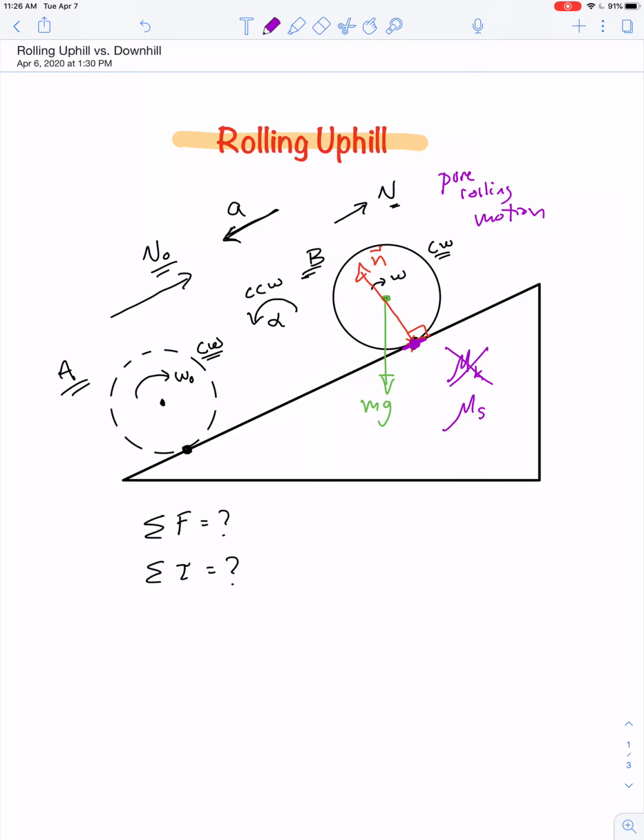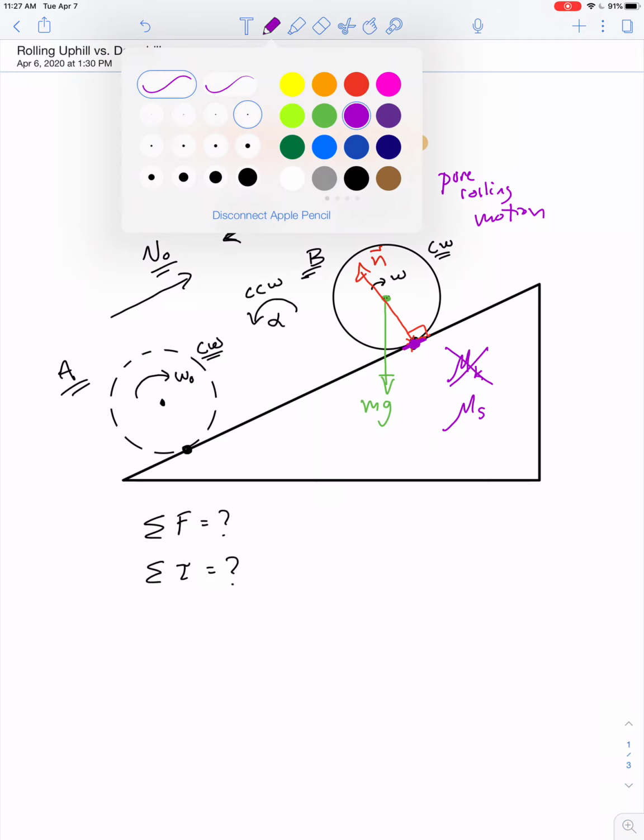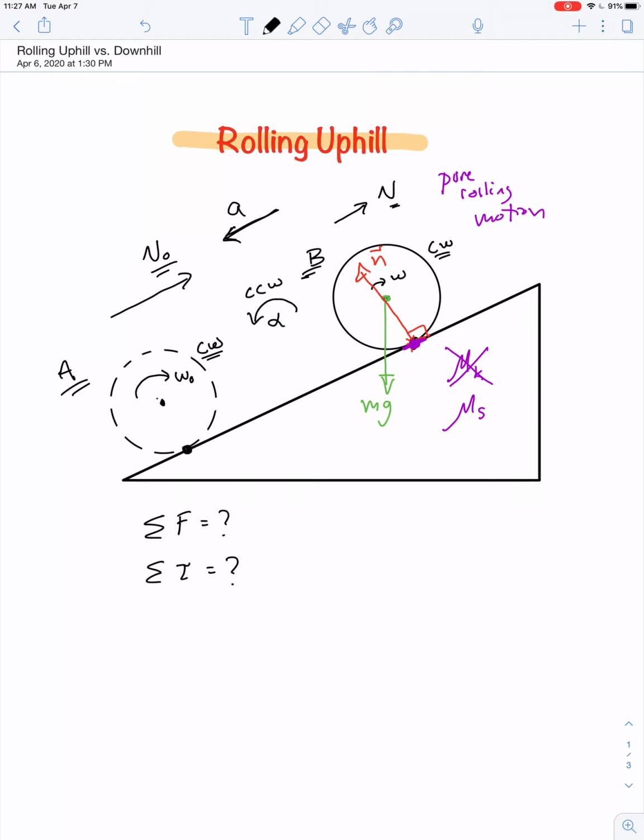So let's think of it this way. We can always imagine the rotation about any axis we choose. We can think of the center of mass as the axis of rotation, or we can think of the point of contact as the axis of rotation. If we think of the point of contact as the axis of rotation, then it makes sense that alpha points counterclockwise because the normal force acts at this axis of rotation and points this way.